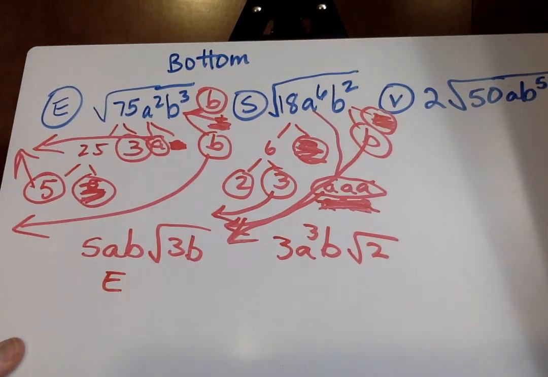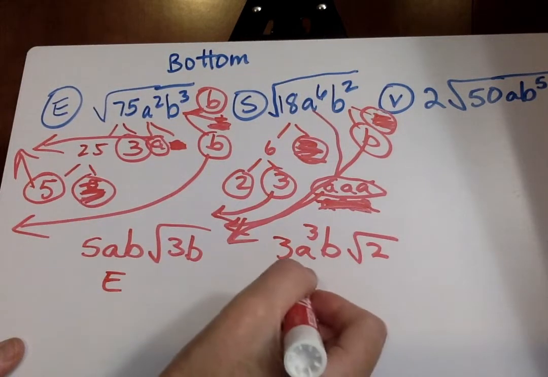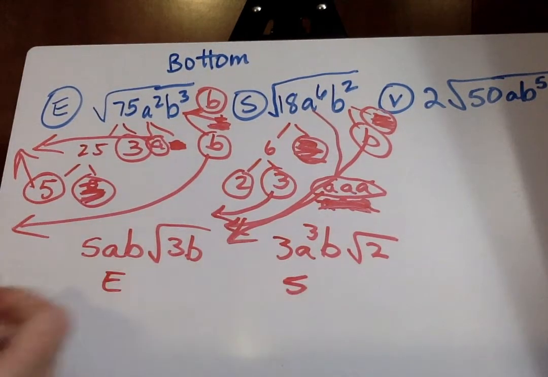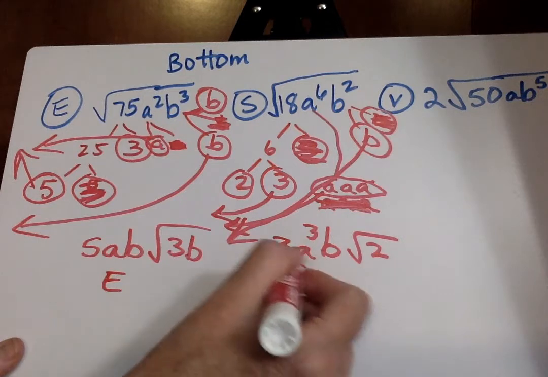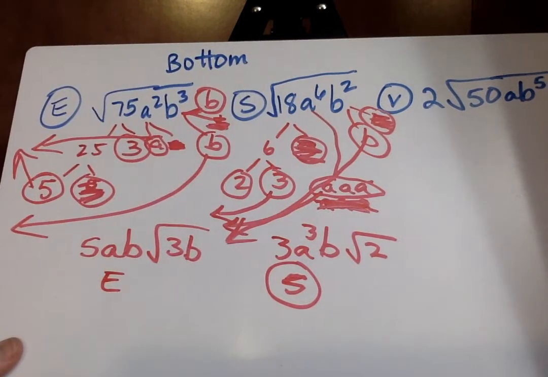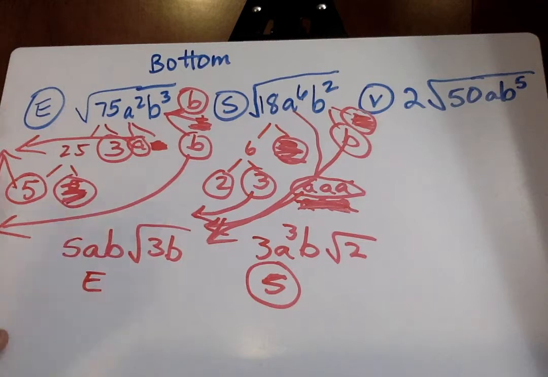So we look at our answer key down below. 3a cubed b times the square root of 2. And that's a little over halfway there. And then we put s there. So s is what will go in that spot. And there's s there.